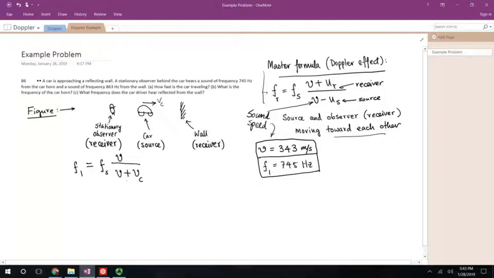The issue is that we do not know Vc. We know V. We do not know Vc. So we really have two unknowns. Fs is not known and Vc is not known. So we need another equation to go further.